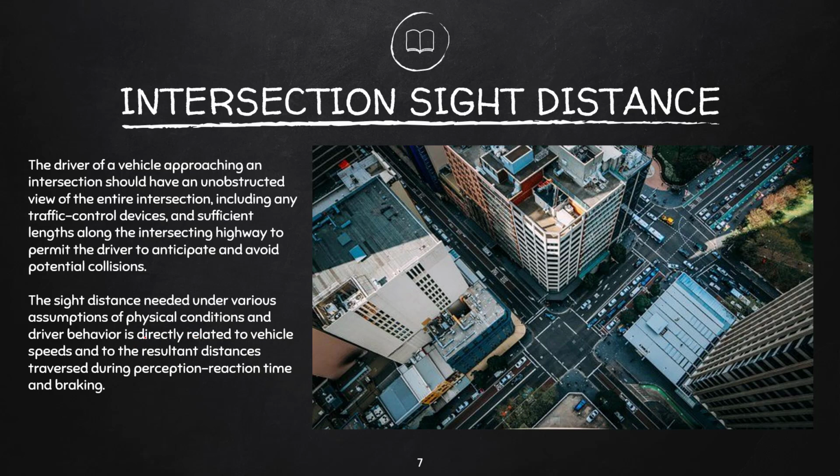So similar to stopping sight distances, or all of the sight distances, we base it on physical conditions and driver behavior, and we relate it to vehicle speeds. Of course, different design speeds will need a different provision of these sight distances.